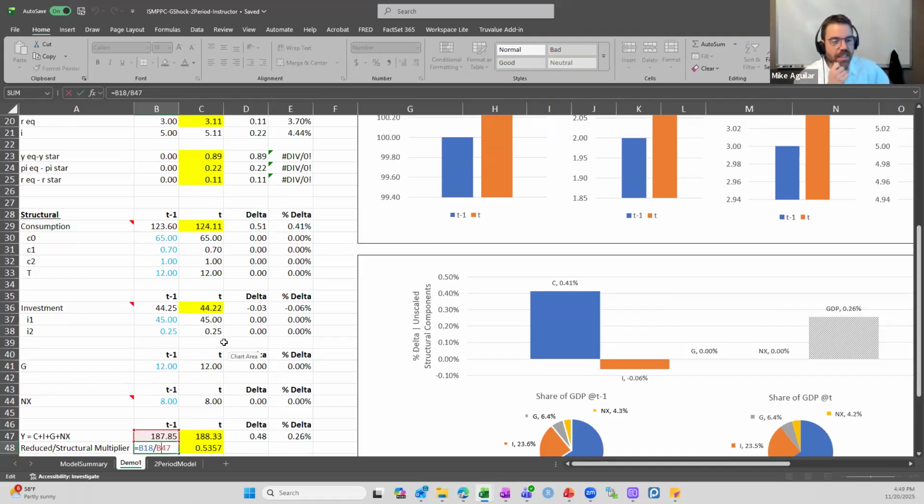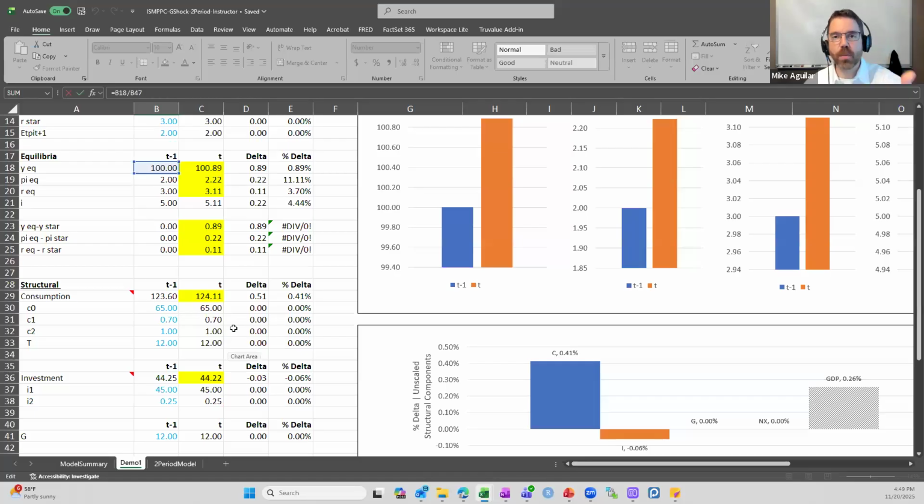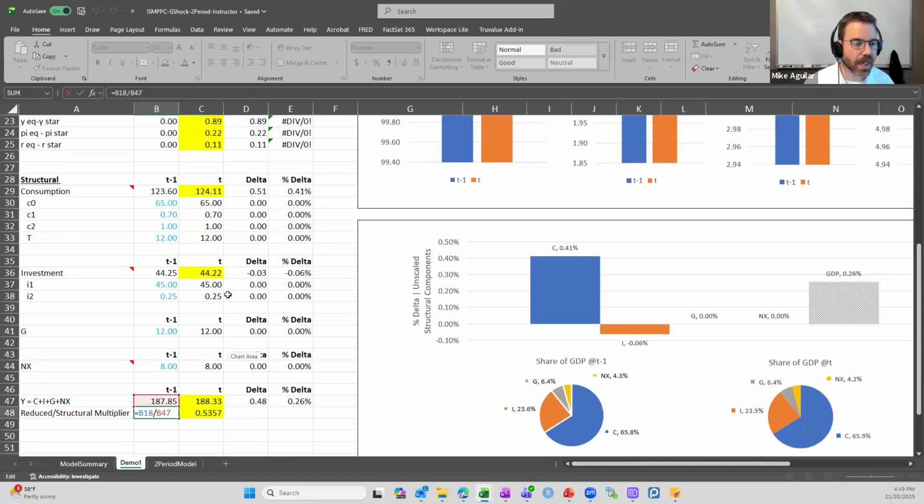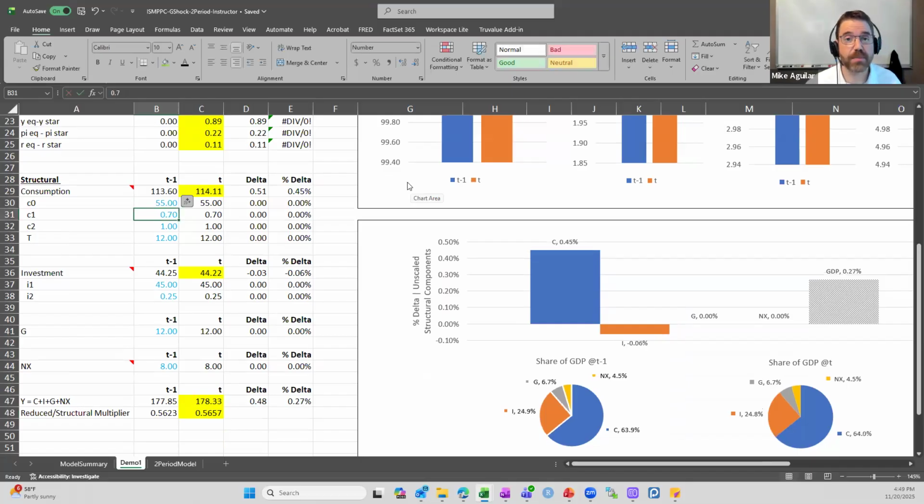There we go. So B18 divided by B47. Take the reduced form equilibrium of 100 divided by this induced structural component of 187. That means my reduced form is about half, 0.53, of the amount of what I got from this structural value. If C0 was different, that would be different, right? If any of the parameterizations were different, that would be different.